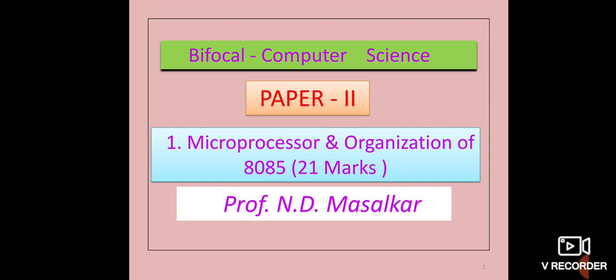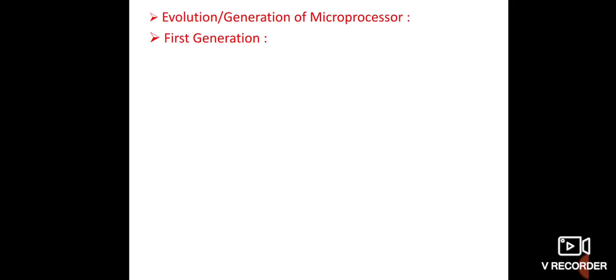Now before going deep into the microprocessor, first we will understand the evolution of microprocessor. Evolution is also called the generation of microprocessor. It means at every generation the microprocessor gets updated. Now see the generations of the microprocessor.